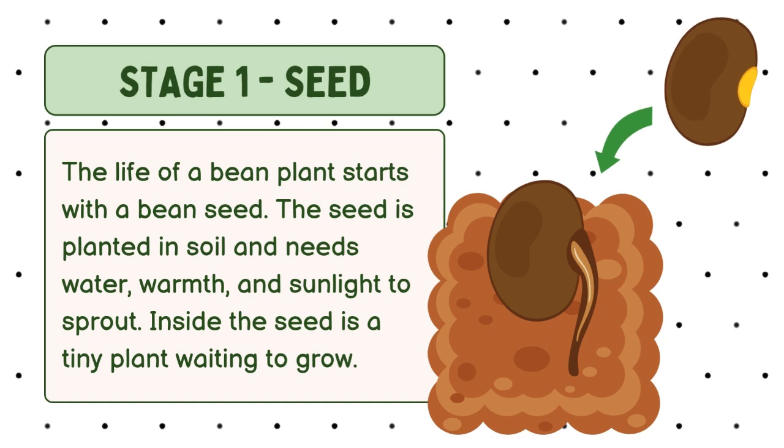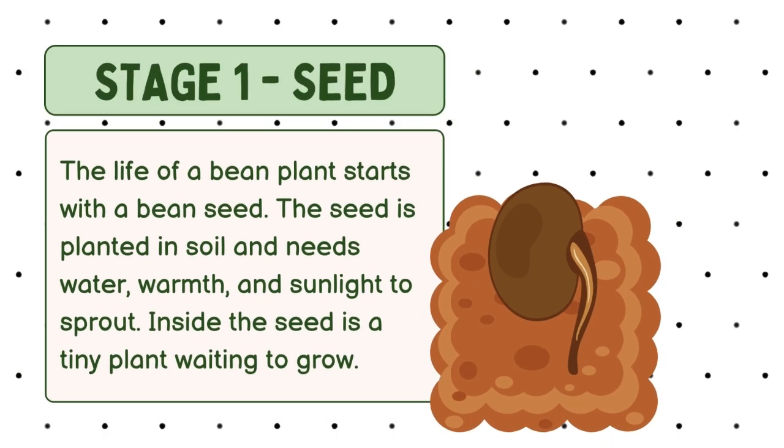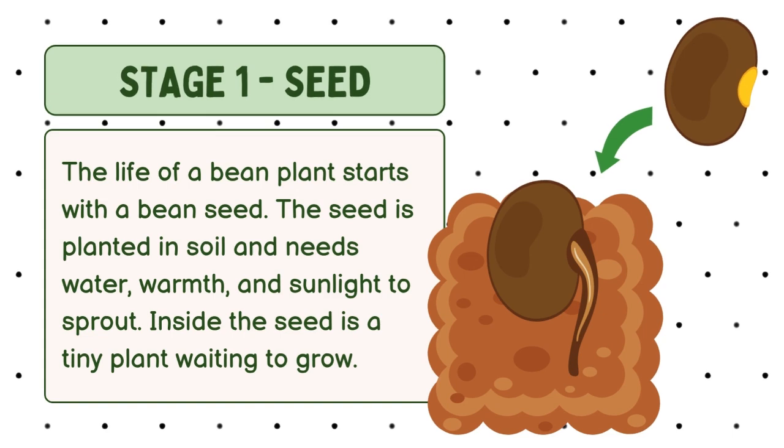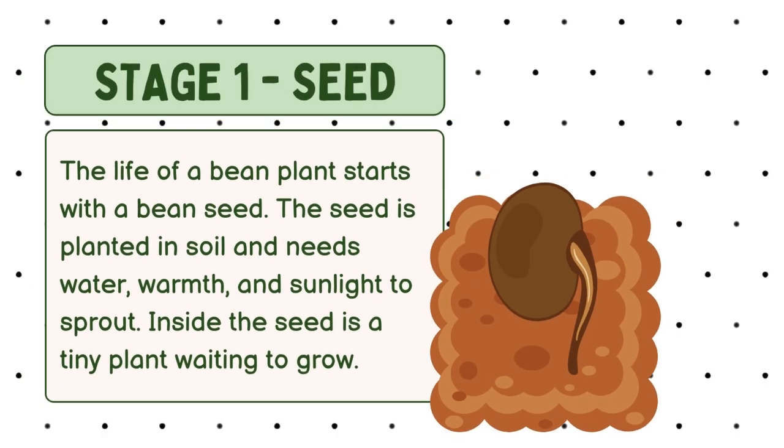Stage 1, Seed. The life of a bean plant starts with a bean seed. The seed is planted in soil and needs water, warmth, and sunlight to sprout. Inside the seed is a tiny plant waiting to grow.